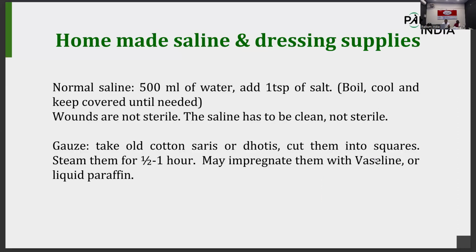We already discussed homemade saline, how to prepare it in our home, and how to prepare the dressing supplies in our home setting. To prepare normal saline, the ratio is 500 ml of water with 1 teaspoon of salt. Boil it, cool it, and keep it covered until needed. That is, we boil the 500 ml of water with 1 teaspoon of salt, cool it, and store it in an airtight container.